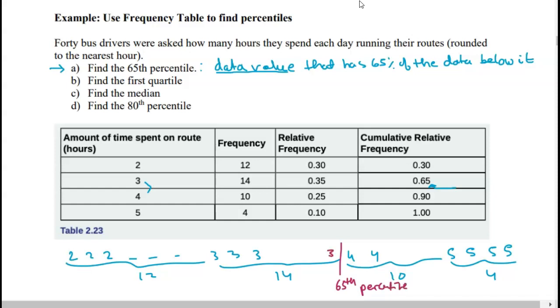And because it's at the boundary between 3 and 4, we're going to average these. So it's going to be halfway between 3 and 4. So the 65th percentile is 3.5.